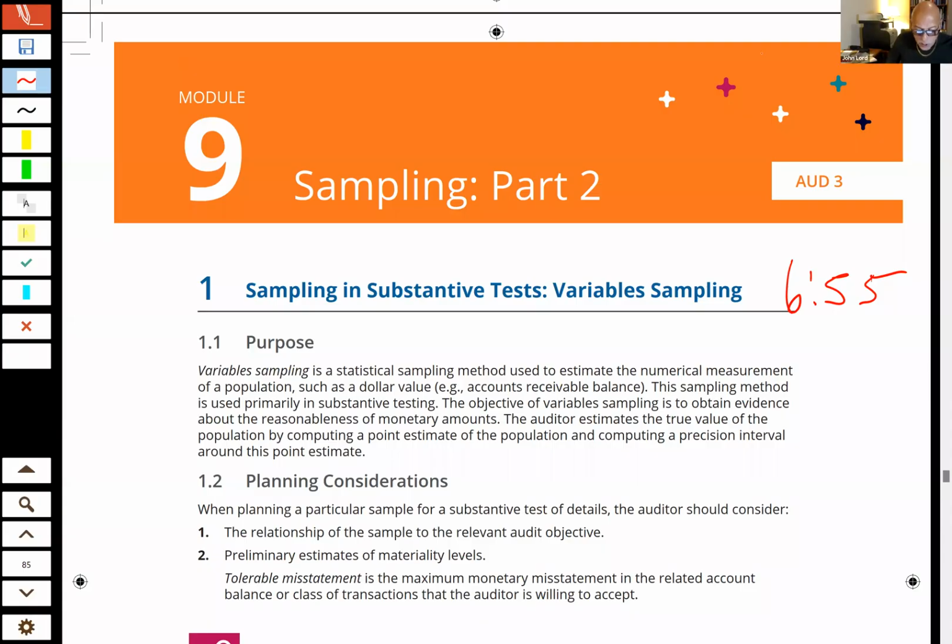And we're going to jump into module 9, which is going to continue our discussion of audit sampling, but we are going to turn our attention first to variable sampling and then PPS sampling that we will apply to our substantive tests. So we've seen how we're using sampling for our control test, our attribute sampling. Now we're going to see how we'll use sampling for our substantive tests, first variables, and then we'll talk about probability proportionate to size.